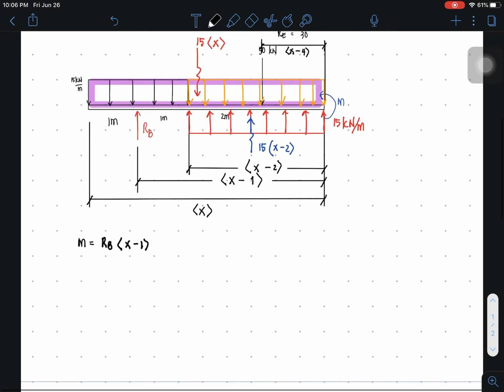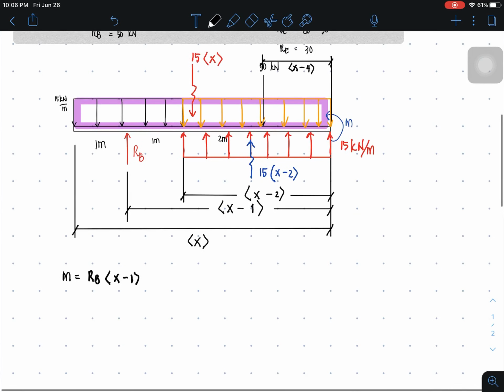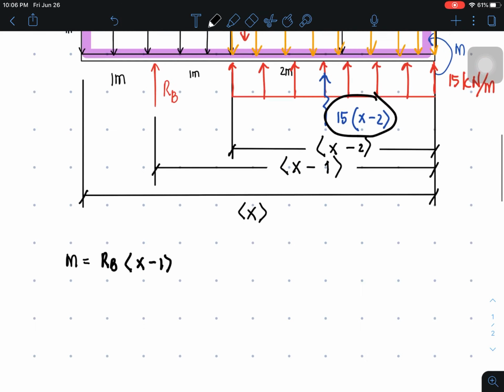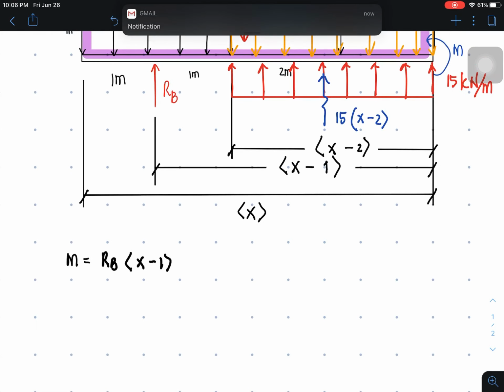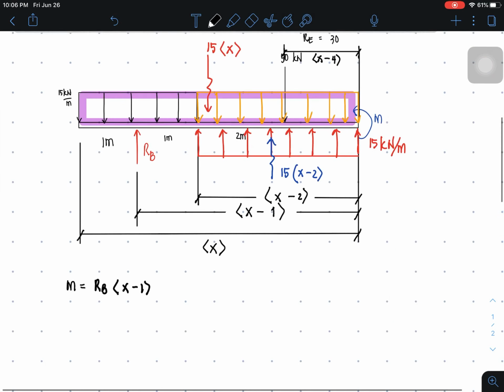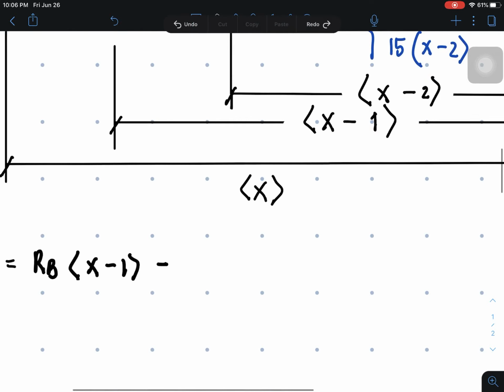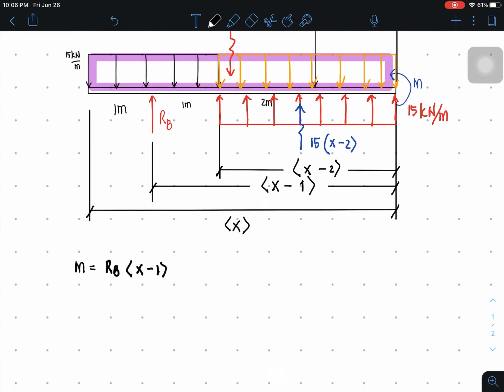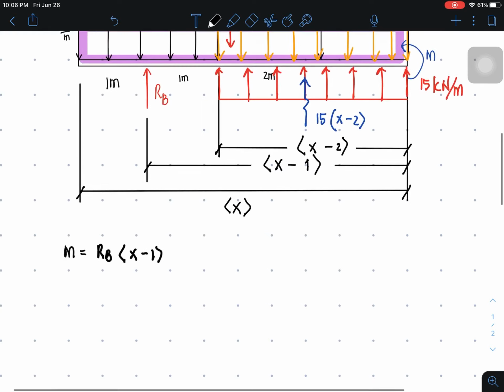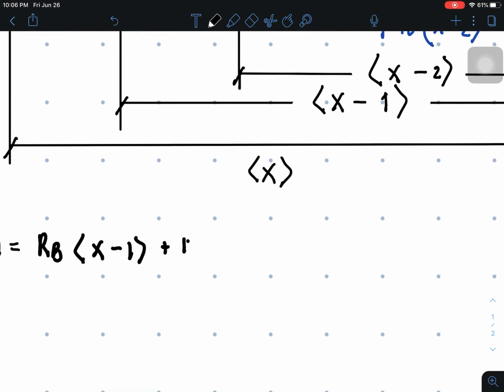Next, this one here. Kani, that, no? So that is clockwise gihapon, no? Kani siya. Clockwise, 15 times x minus 2. So plus, that is plus 15 times x minus 2.